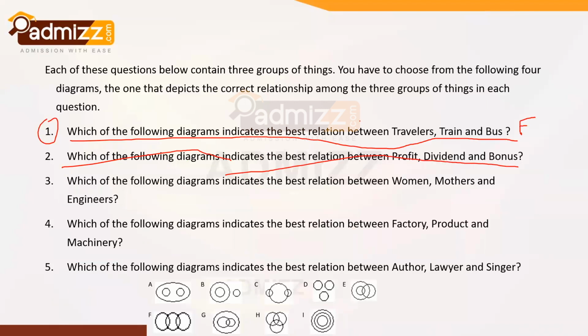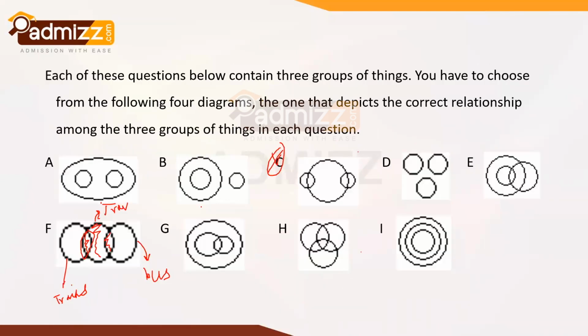Next up, we've got which of the following diagrams indicates the best relation between profit, dividend, and bonus. All right, so every one of you guessed this correctly. The correct answer is option number A. Why? Because this bigger one is profit, right? And bonuses, this is bonus, right? And this is dividend, right?